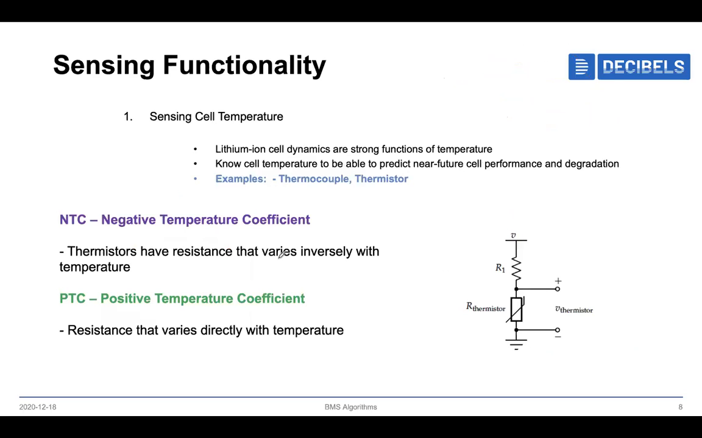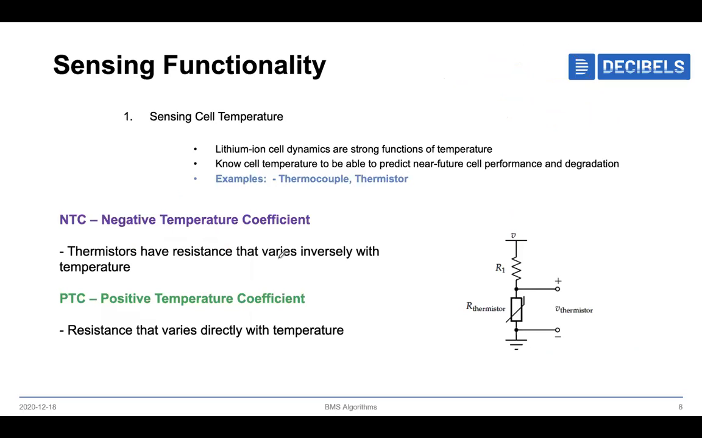So the second functionality is cell temperature. Again, we should know the importance of measuring the temperature. Temperature plays a very important role in temperature protection. When we are developing an algorithm for the protection circuit of temperature, measuring the temperature plays a very important role.